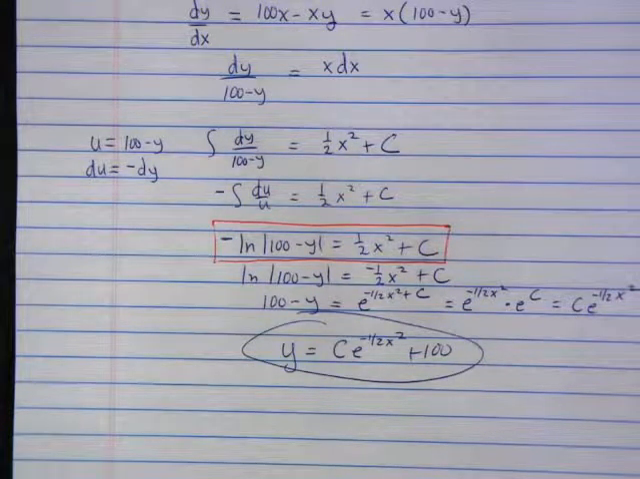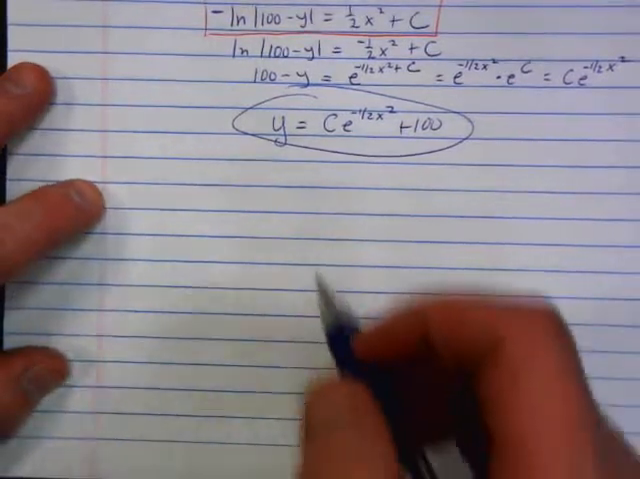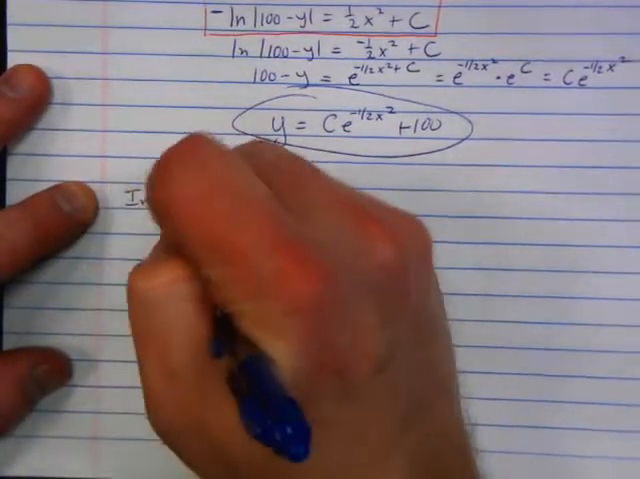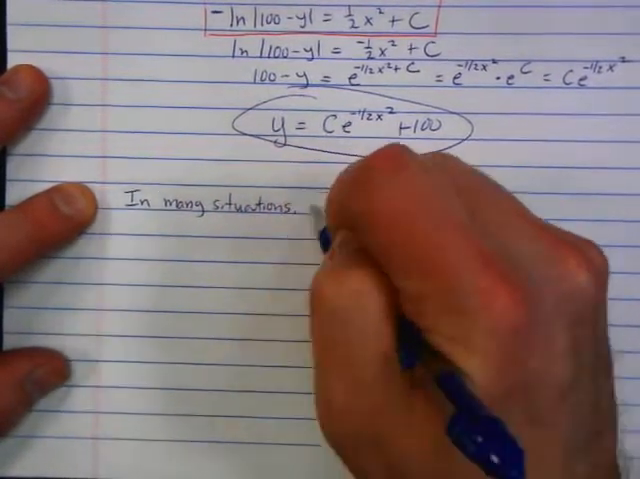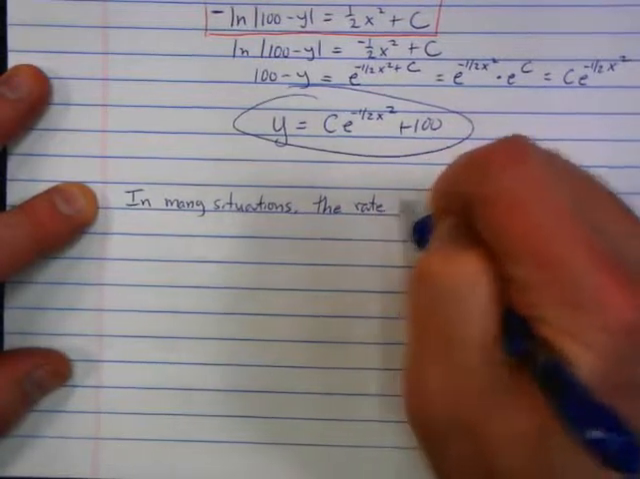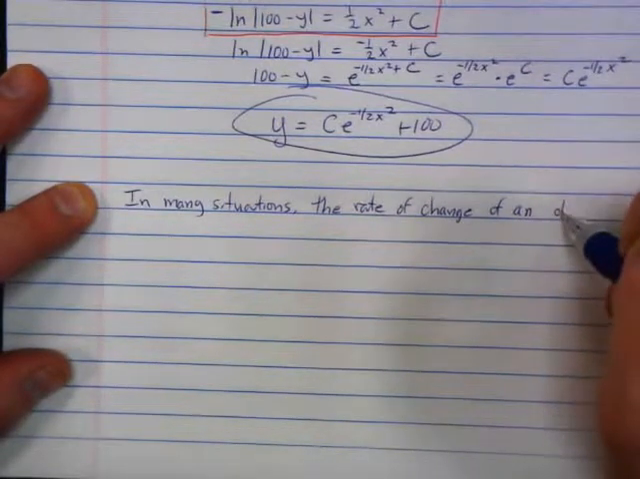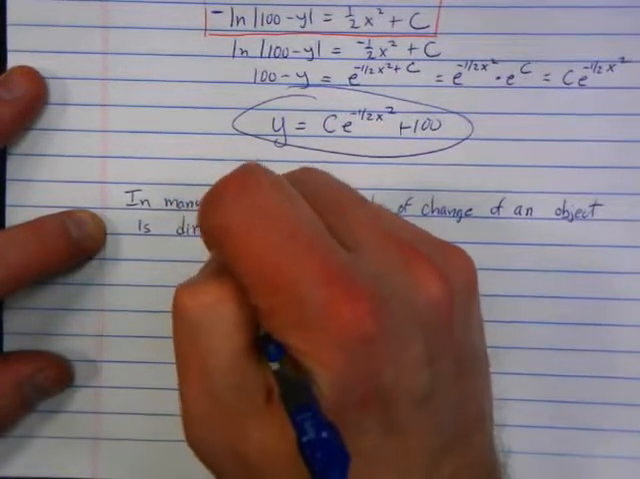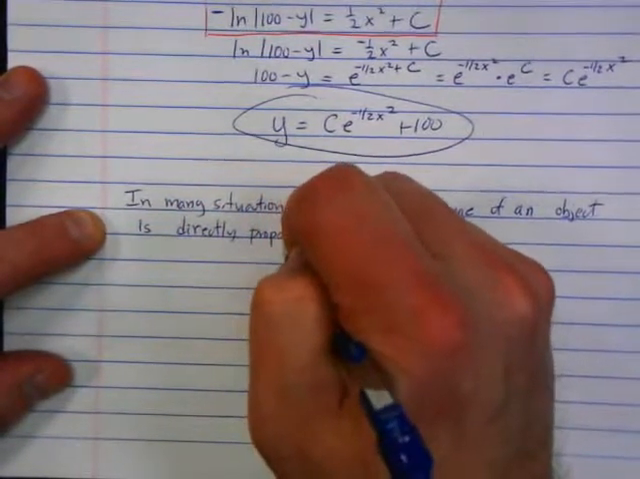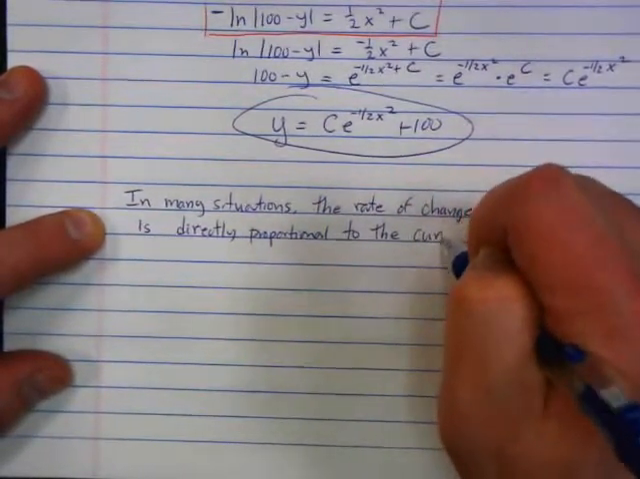The truth is, the reason I went through this a couple times is because of what we're going to do with the word problems. We're going to develop a general formula here. So here's what's going to happen in this section. In many situations, the rate of change of an object is directly proportional to the current amount.